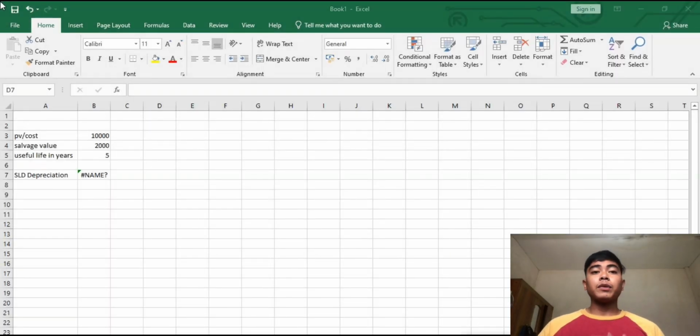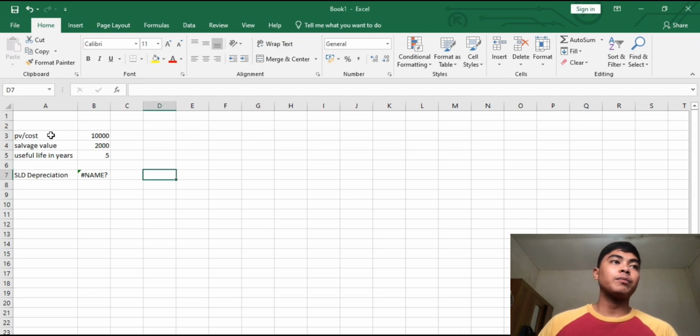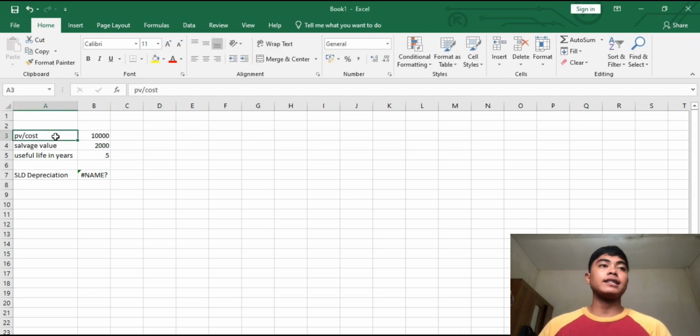So aside from computing the certain costs or certain payments on certain periods of loans, we can also compute for the depreciation of an asset. So to further demonstrate, we have here the straight line method or SLN as used in the function of Excel to compute for the straight line method of depreciation. So first, we have the given of present value of cost of an asset, which is valued at 10,000, the salvage value at 2,000, and then the useful life in years of 5.